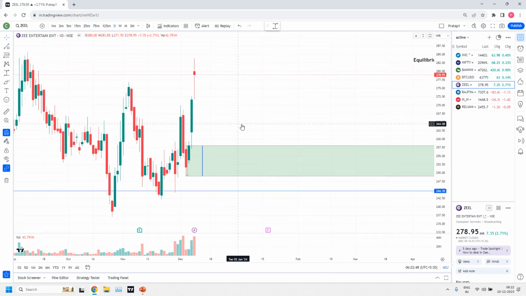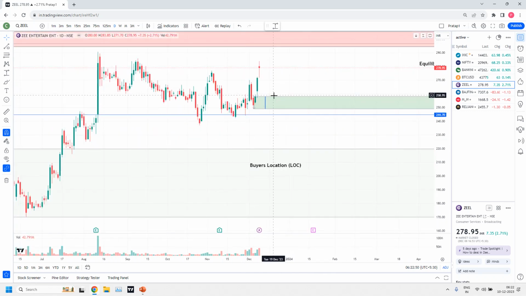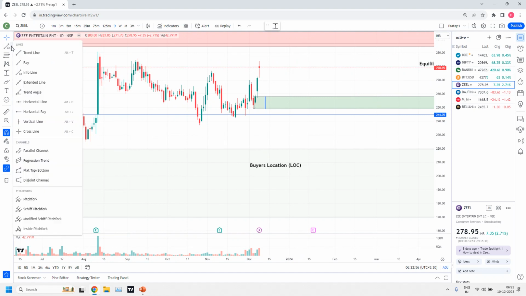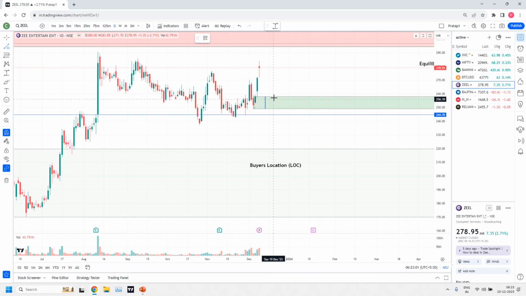What is the reward? The reward is from this proximal line till the low of the supply zone. So let us draw the info line to identify the target. The info line, I am drawing.